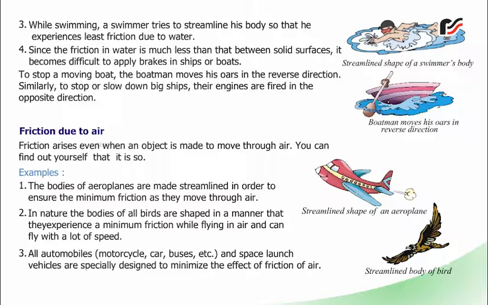Examples. 1. The bodies of aeroplanes are made streamlined to ensure minimum friction as they move through air. 2. In nature, the bodies of all birds are shaped in a manner that they experience minimum friction while flying in air and can fly with a lot of speed. 3. All automobiles, motorcycles, cars, buses, etc. and space launch vehicles are specially designed to minimize the effect of friction of air.